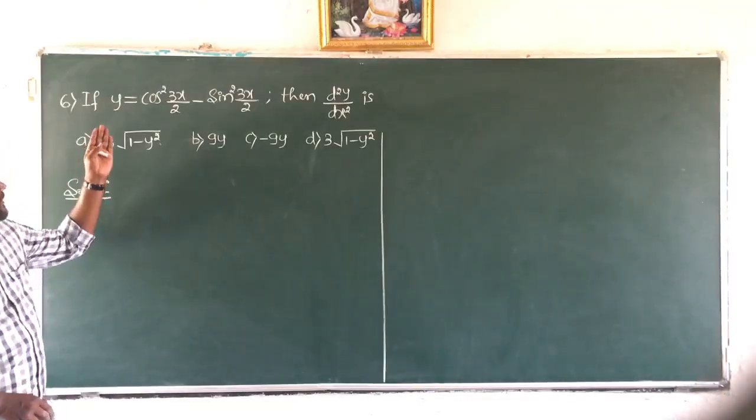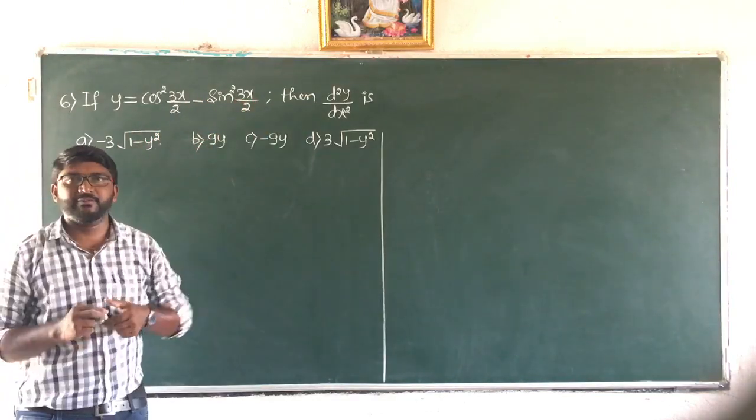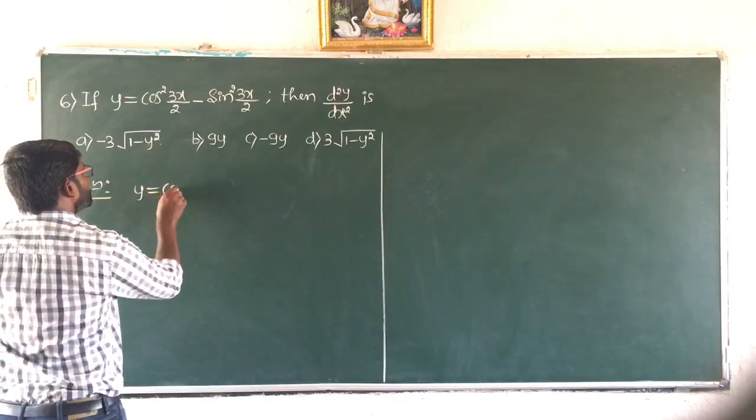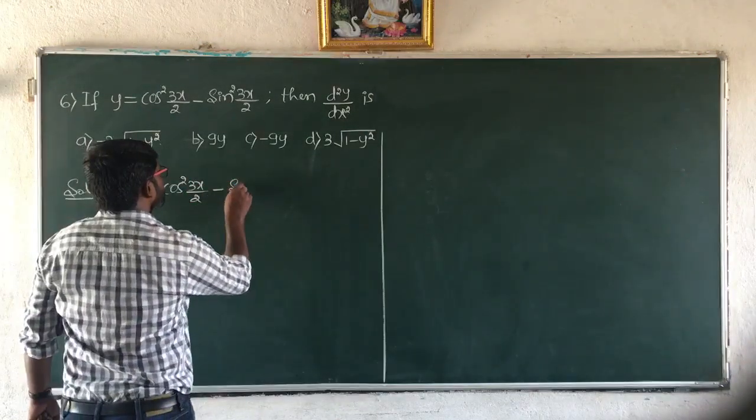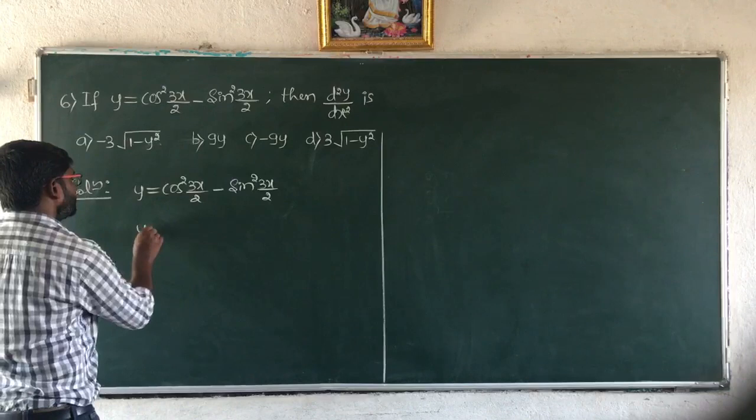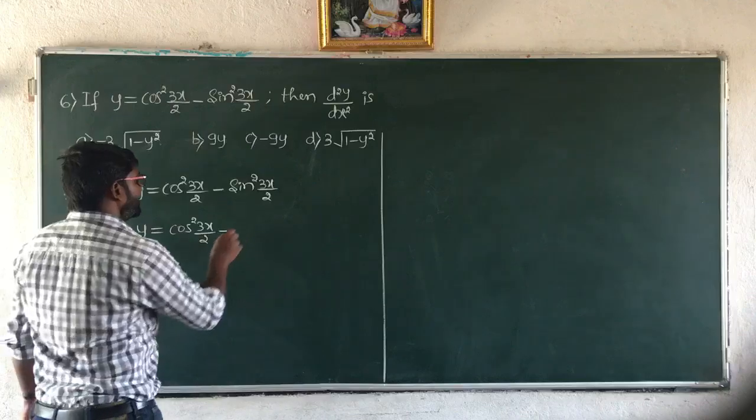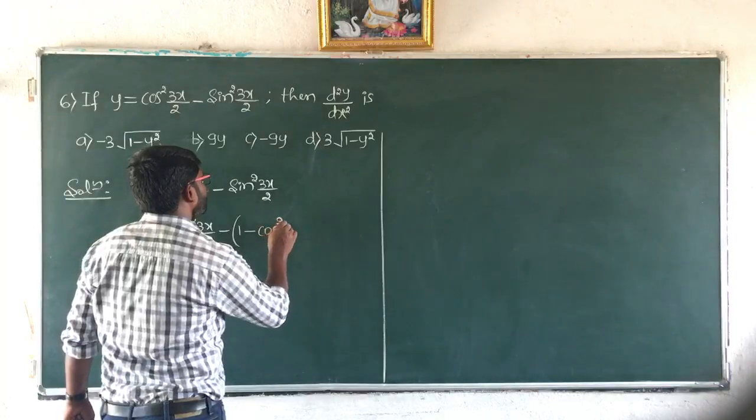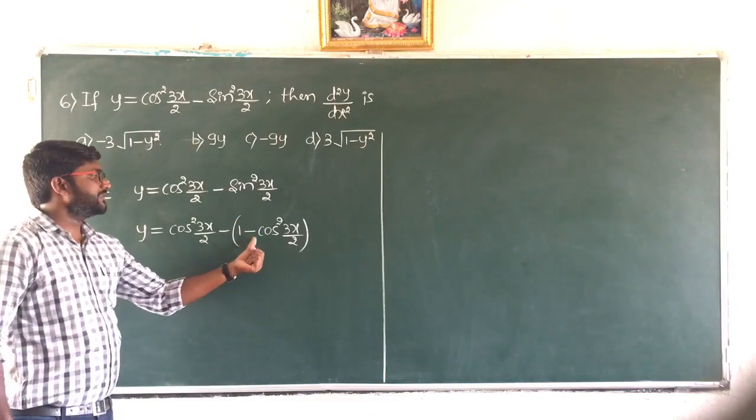The next question: y is equal to cos square 3x by 2 minus sin square 3x by 2, then d square y by dx square is. So first we will take up the given function y, which is equal to cos square 3x by 2 minus sin square 3x by 2. So now y, which is equal to cos square 3x by 2 minus as it is, then sin square 3x by 2 can be written as 1 minus cos square 3x by 2. See here, sin square theta can be written as 1 minus cos square theta.